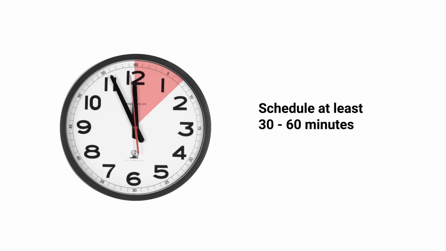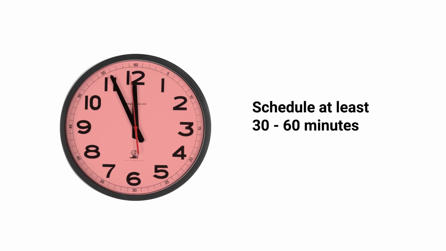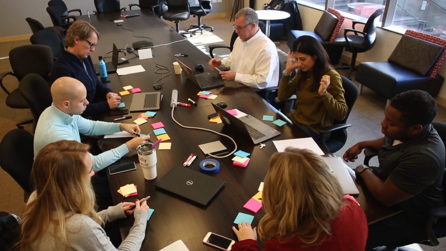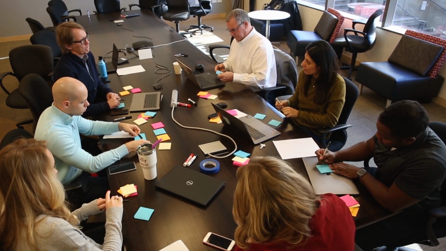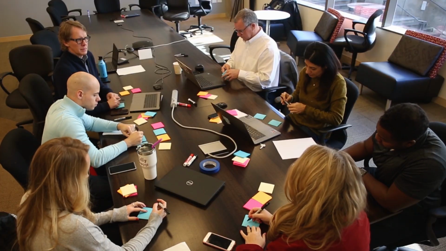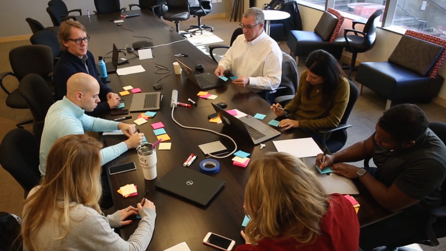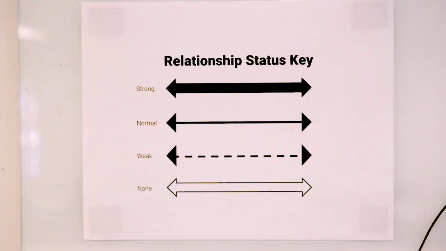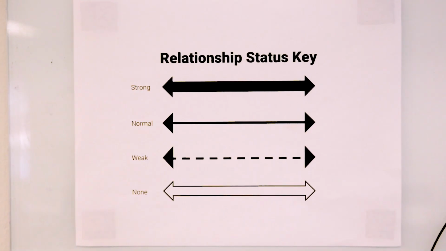Step 1 is to prepare. Set aside 30 to 60 minutes. Make sure your participant team has a mix of stakeholders so there will be enough diversity of thought to understand the ecosystem they're mapping out. Finally, get your materials ready.